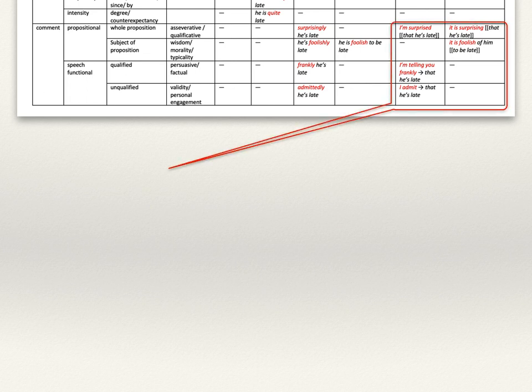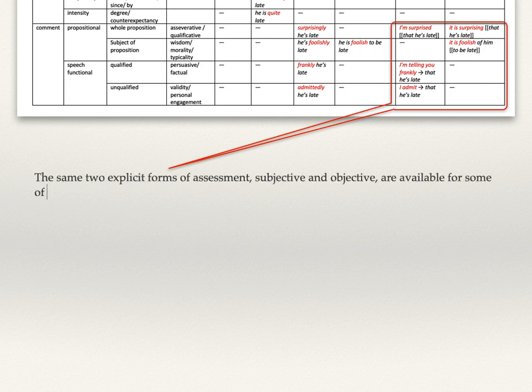So you have the two orientations made explicit in the same way. I'm surprised that he's late. It is surprising that he's late. So the same two explicit forms of assessment, subjective and objective, are available for some of the comment adjuncts.